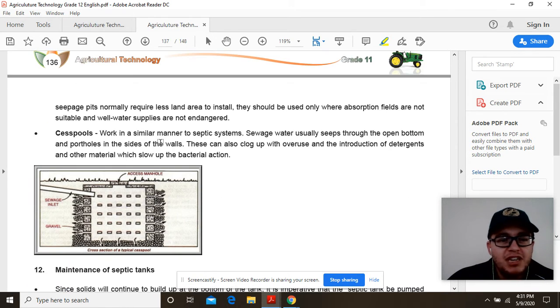Cesspools work in a similar manner as a septic tank. Sewage water usually seeps through the bottom of the portholes and the sides of the walls. These can also clog up under overuse and introduction of detergents that will also slow the bacterial action.